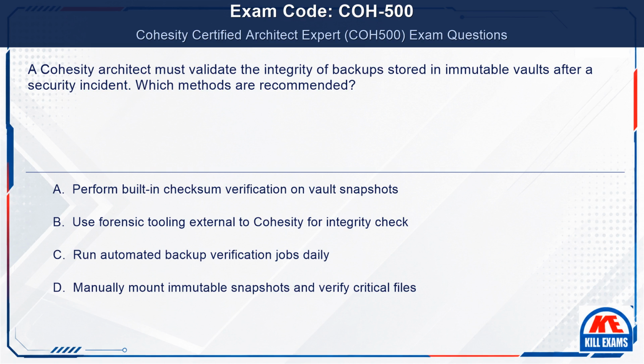Question 6. A Cohesity architect must validate the integrity of backups stored in immutable vaults after a security incident. Which methods are recommended? Option A: perform built-in checksum verification on vault snapshots. Option B: use forensic tooling external to Cohesity for integrity check. Option C: run automated backup verification jobs daily. Option D: manually mount immutable snapshots and verify critical files.